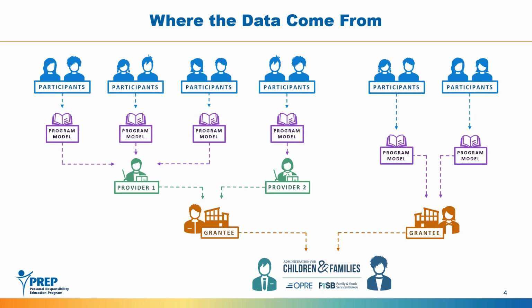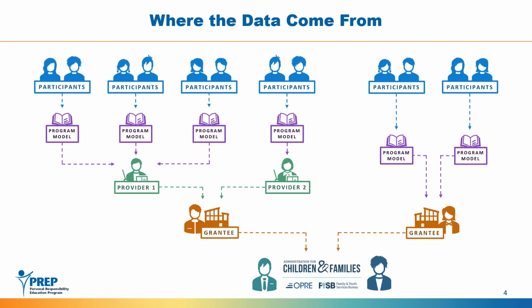Grantees report performance measures data to ACF that originate from multiple levels: participants, programs, providers, and grantees. Some explanation of these levels might be helpful, so let's do a little of that. Youth who participate in PrEP programs provide data through entry and exit surveys. The program models, seen here in purple, represent different curriculum models being implemented. Some providers and grantees use multiple program models, and others use just one.